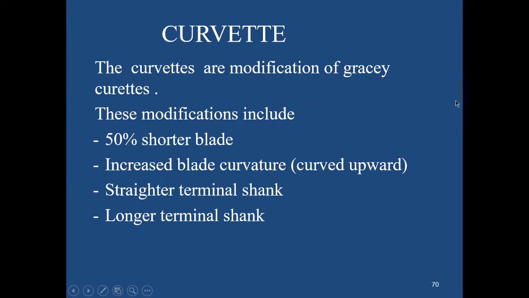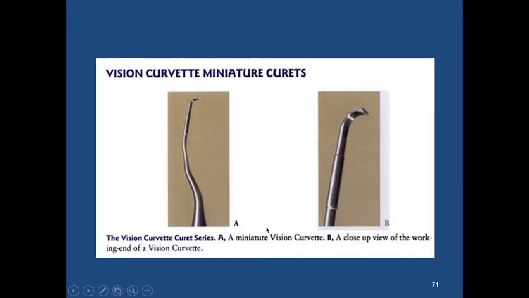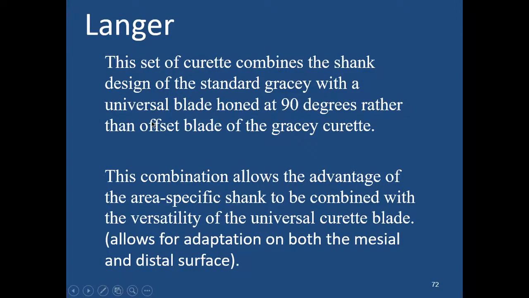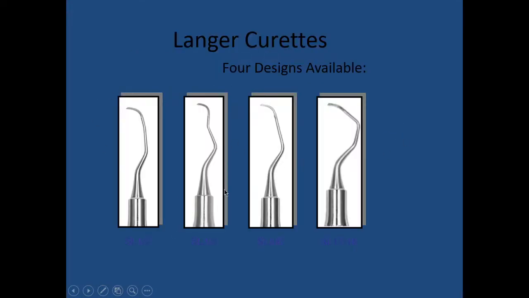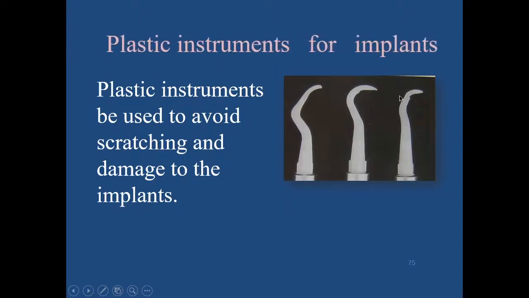The curettes are modifications of Gracey. This is most important: 15-degree short blade, increased blade curvature, longer terminal lengths. The Langer curettes are also a set, other than the Gracey curettes, present in the market. They are the same as the universals, resembling the universal curettes: 11 or 12 for the posteriors, 13 or 14 for the posteriors, and 5 or 6 for the anteriors. This is the Langer curettes.